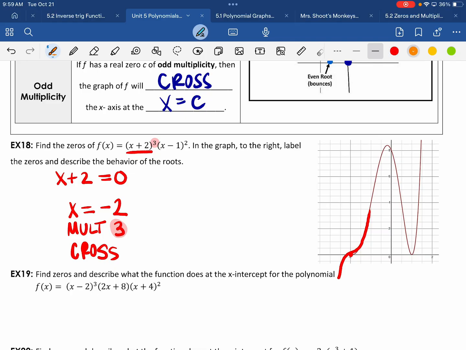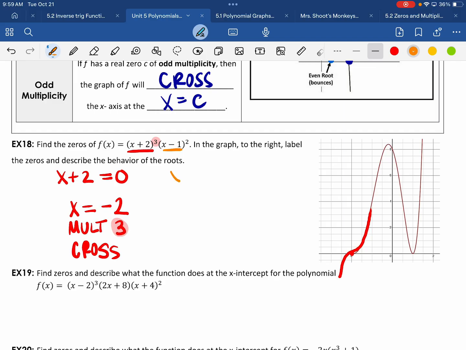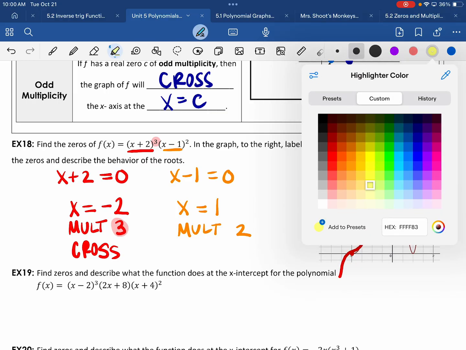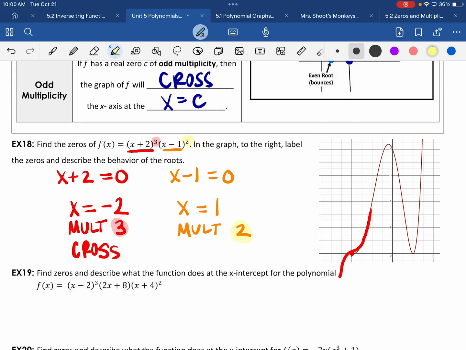Okay, so let's talk about the other 0, so the x minus 1. So I would take x minus 1, equal that to 0. So where would I hit the x-axis at? 1. What would my multiplicity be? 2. And so that multiplicity there is coming from the 2 right there. Are you going to bounce or cross? Bounce. And so you can kind of see on your graph right here at 1, we go down and hit it and bounce off it. So it doesn't go through it. It bounces off the graph.